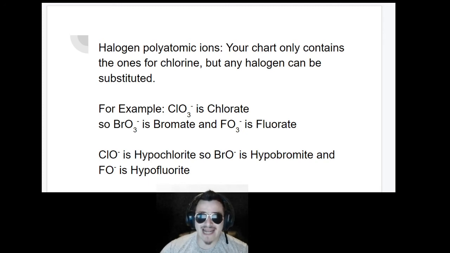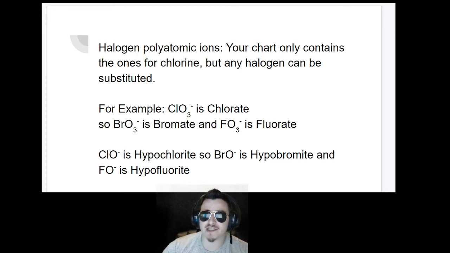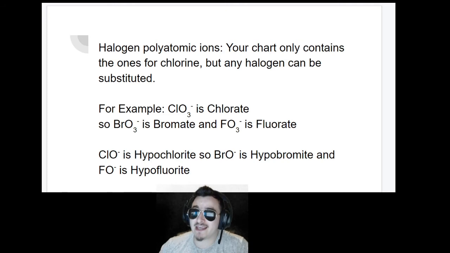If chlorate is ClO3 with a charge of -1, then bromate is BrO3 with a charge of -1. And because they all have the same electron configuration essentially, all you got to do is swap out those elements. And then, of course, swap out the root of the elements in the name. If chlorite is ClO2 minus, then fluorite is FO2 minus. So that's a little trick there. And so what they do on these polyatomic ion sheets is, in order to save ink, they don't write every variant of every halogen polyatomic ion. They usually just write the chlorine ones.